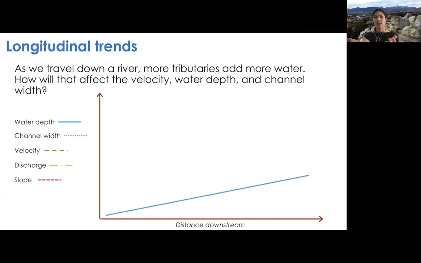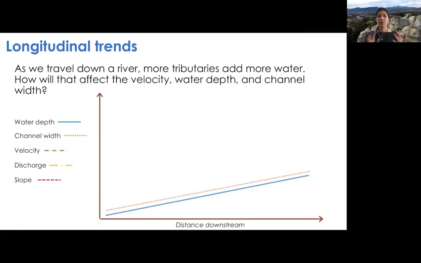And this might make sense if you remember back in part 1, our images of the mountain stream versus the lowland stream. The mountain stream was actually fairly shallow, whereas the lowland stream was pretty deep. So that shows us how the water depth is increasing. This is also going to have to be a natural continuation of the fact that we're adding more and more water as we move downstream because we have more and more tributaries adding water. We have more groundwater recharge, adding water to the surface water.